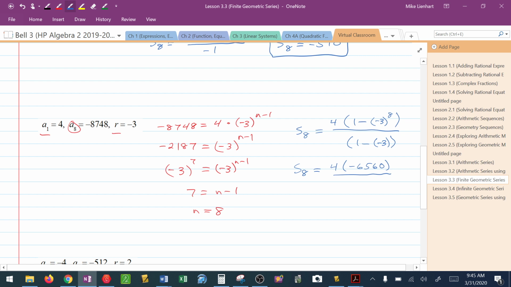We're going to divide that by 4. Well, this arithmetic's pretty easy. S of 8 then would be negative 6560. The sum of those 8 terms would be negative 6560. All right?